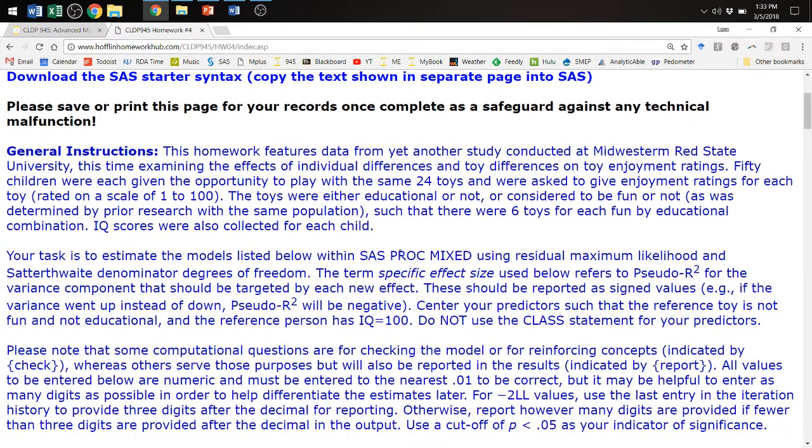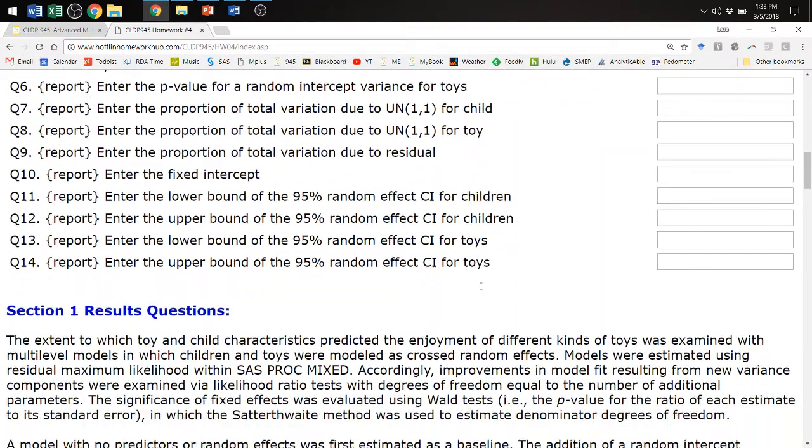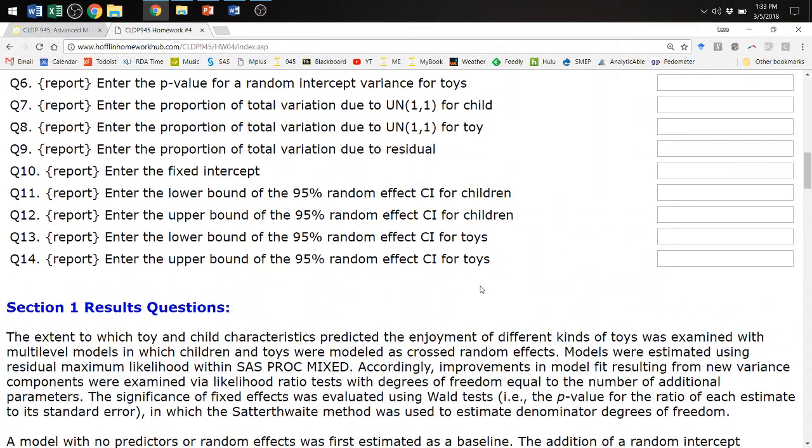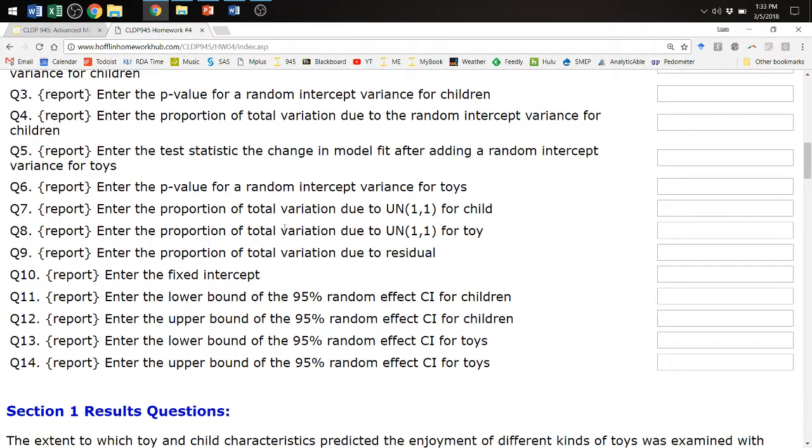So this is a story much like the crossed words and people example. It is children and toys. And you are going to end up with lots of random effects, and that is why the models take a longer amount of time to converge. And so I tried to be as explicit as possible, this time trying to make my wording more clear than before.